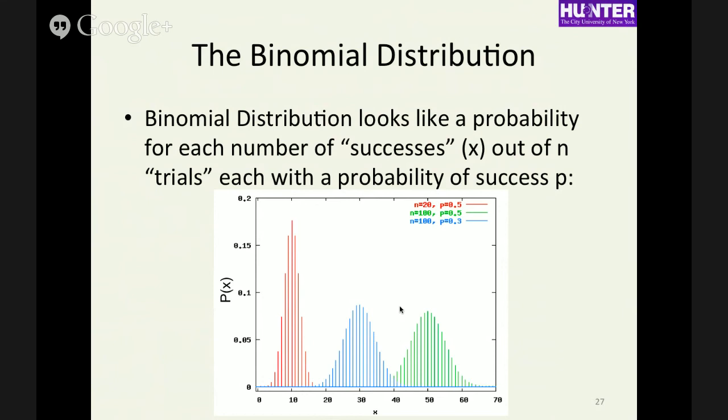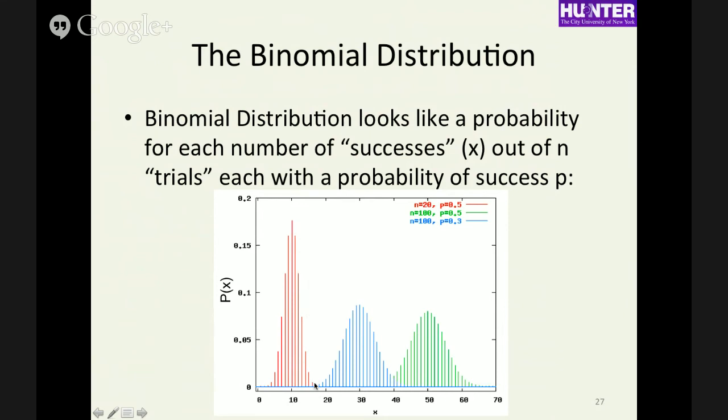Here are some examples of binomial distributions. This red one is an example with n, the number of trials, equal to 20, with a probability of success each time of 0.5. So the most likely outcome is 10 successes out of 20. And you see this declining probability.